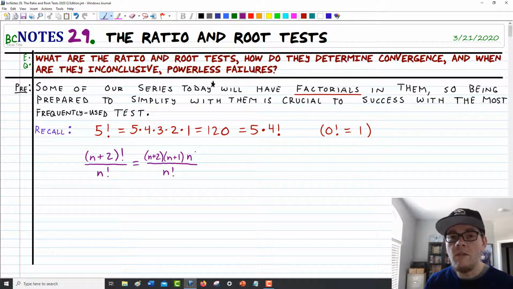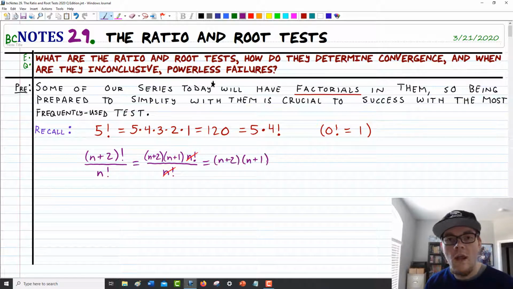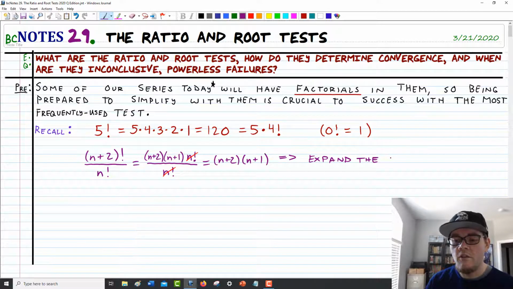But here's the thing. The reason I paused at that spot is, of course, n times all those things is just n factorial. Once you've established that, notice that the n factorials divide out, they make a 1 for us, and we're left with just this polynomial expression: n plus 2 times n plus 1, or n squared plus 3n plus 2. The reason I bring this up is that it gives us a nice strategy for working with factorials, especially when we have them in a ratio, which is to simply expand the bigger factorial. This is a good strategy for handling factorials in general.